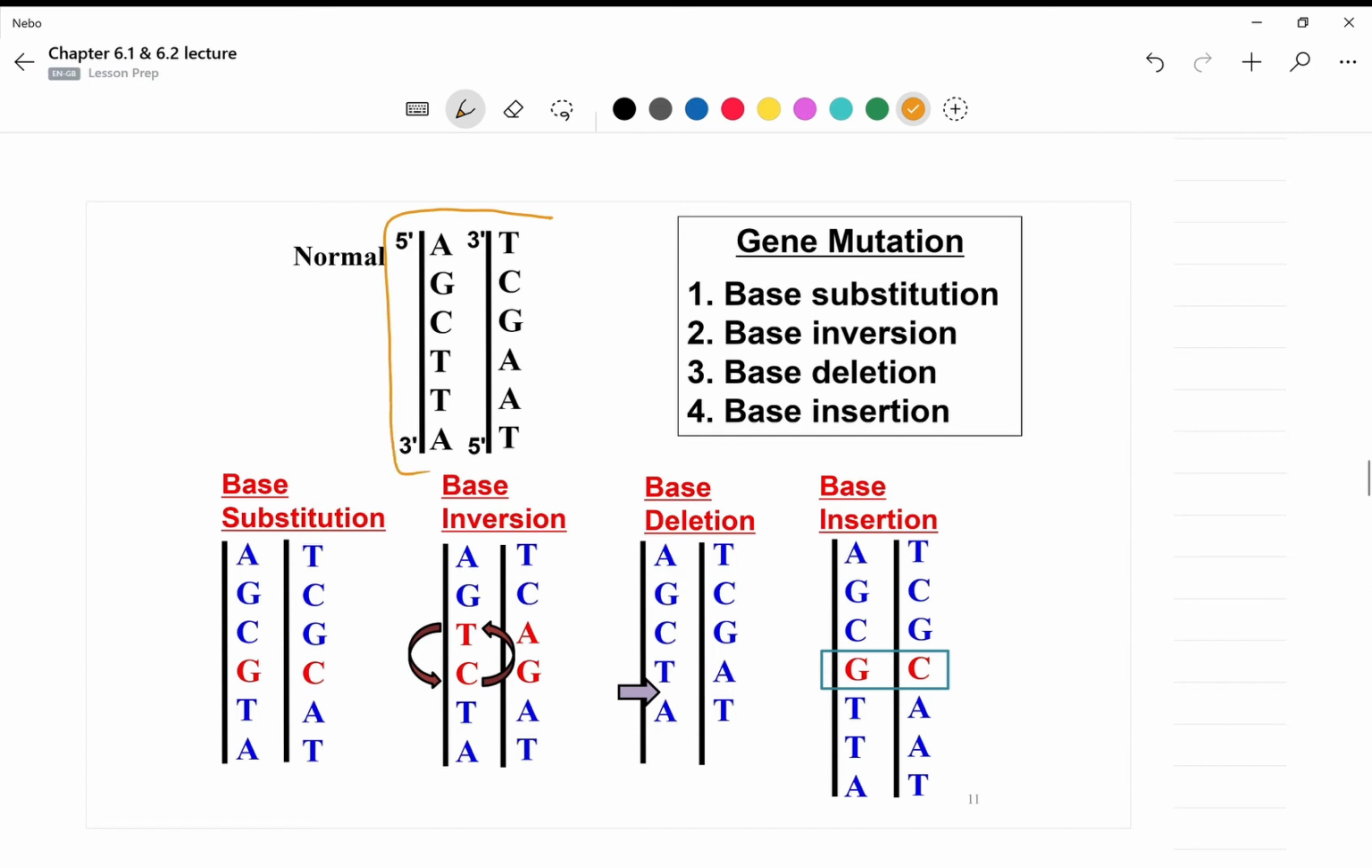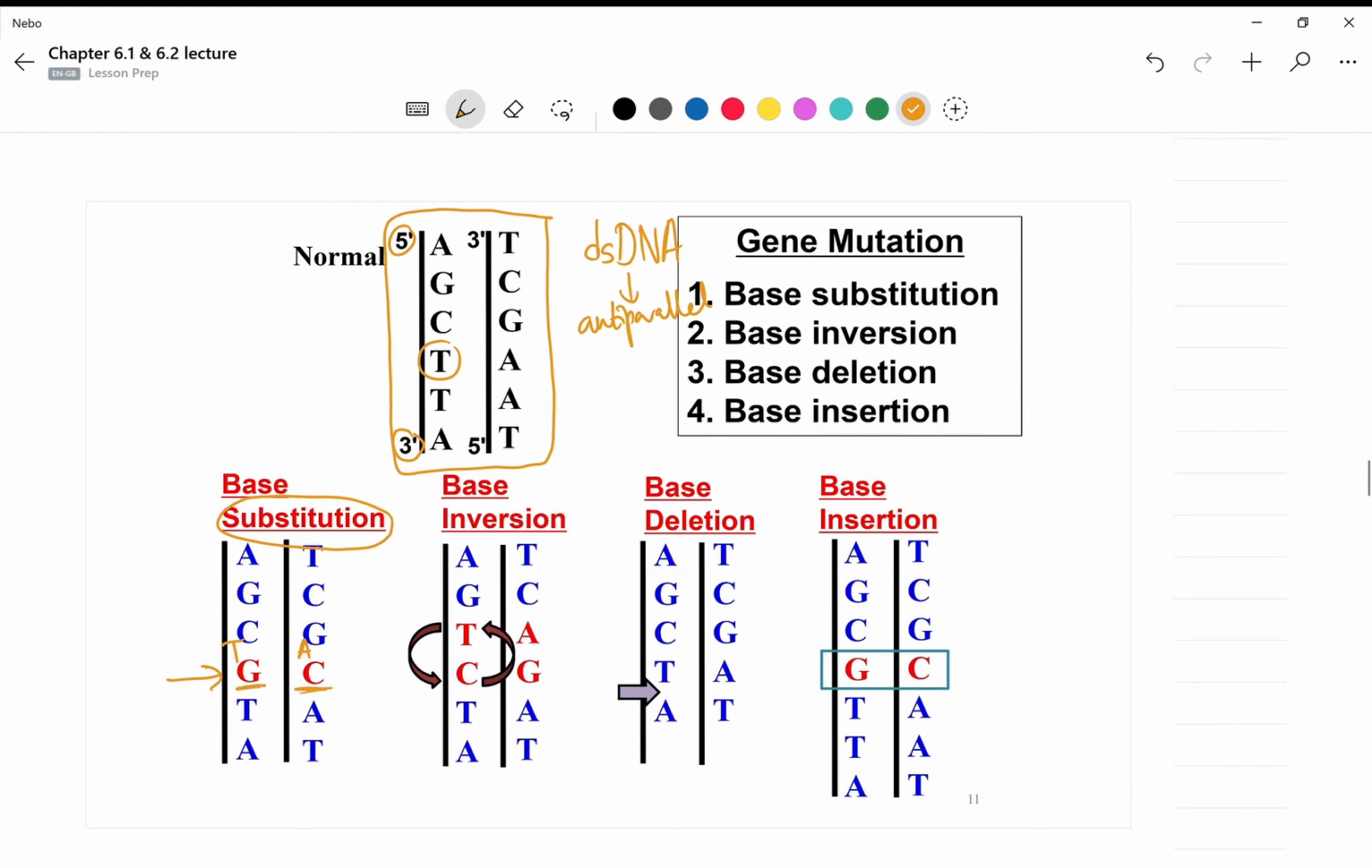Look at an example of a DNA. So this is what a normal DNA will look like. So we have 5' AGC TTA 3'. So obviously because this is DNA, it must be double-stranded DNA. And it must also have anti-parallel arrangement. So the first example is base substitution. So base substitution means we exchange. So in this pot we are supposed to have a T. So we were supposed to have a T and the base pair is supposed to be an A. So instead we have G and C.